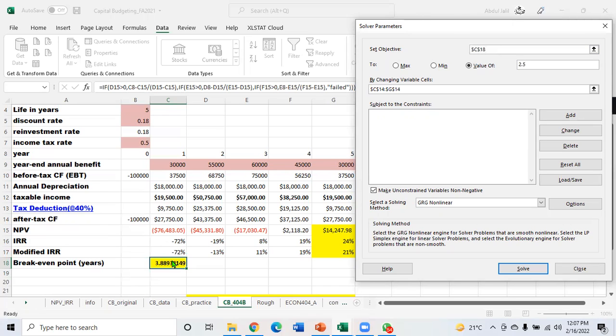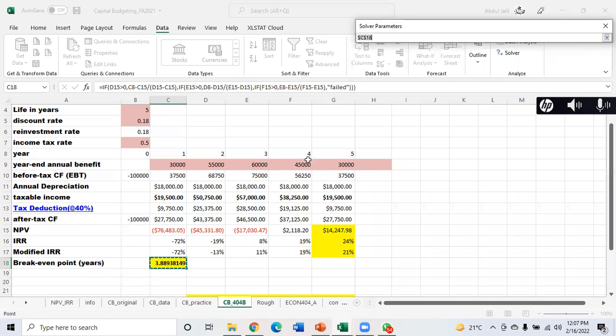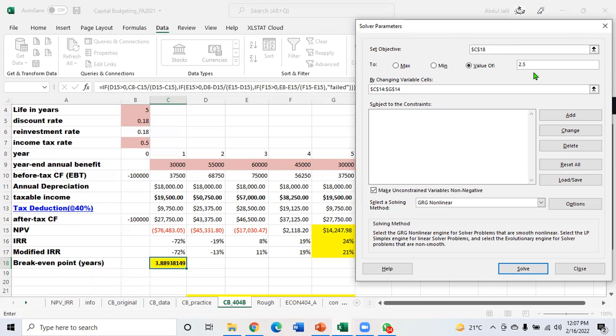So you will pick this. First, you will pick this one here. By clicking this, it is selected. And then there are 3 options: maximum, minimum, and value of. If you want to set your own value, then you have to pick this value of. Otherwise, with minimum or maximum, you get the minimum or maximum value. We need not use minimum or maximum for the break-even point.